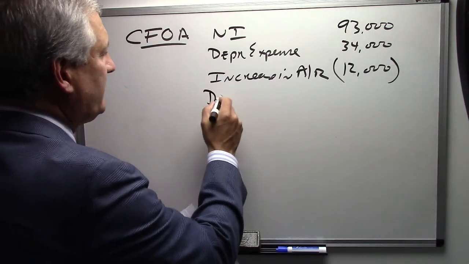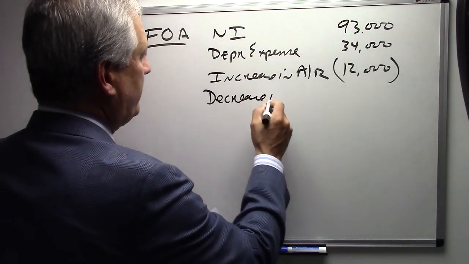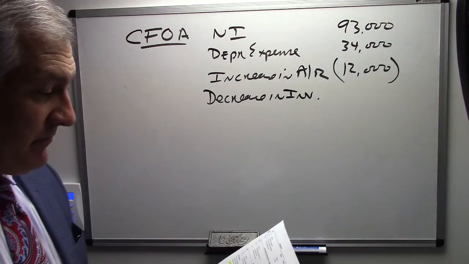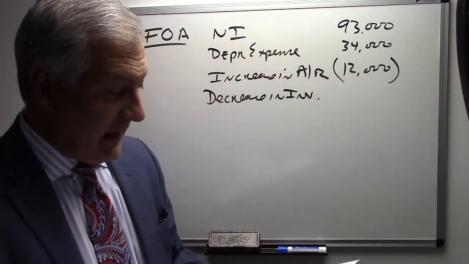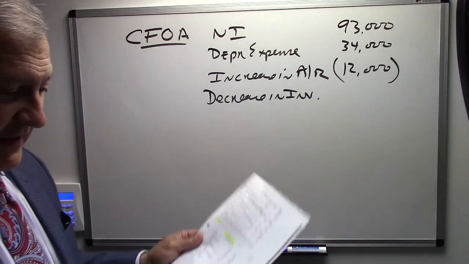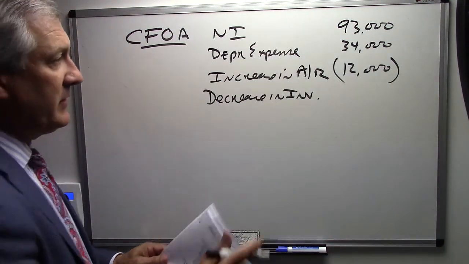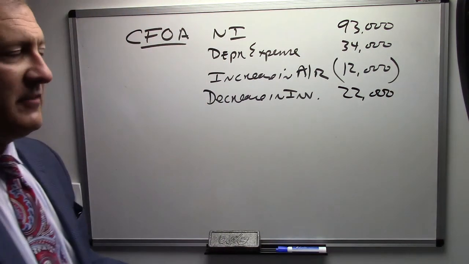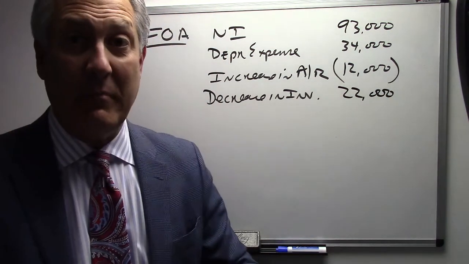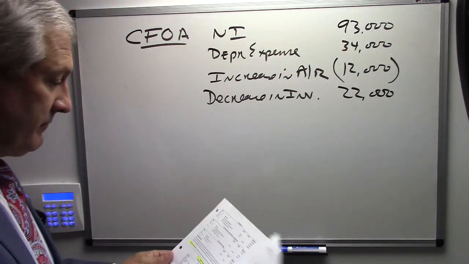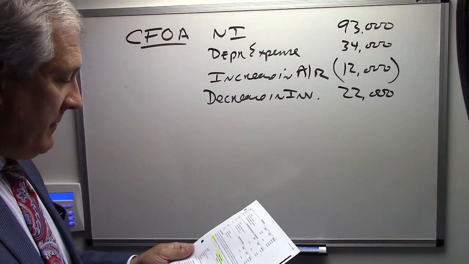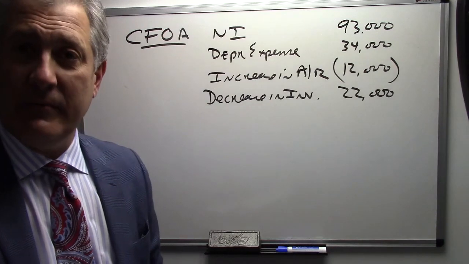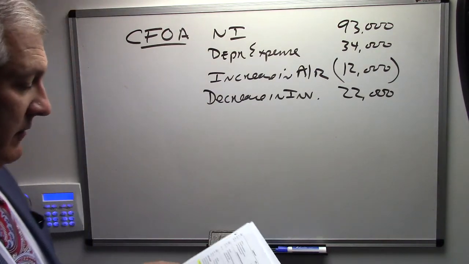Inventory is a decrease. You look at the comparative balance sheet, it goes from 189 to 167. That's a decrease of $22,000. Remember, a current asset that decreases, you're going to add it back to net income. On the balance sheet, there are no other current assets. The next one is land. That's long term, and we'll deal with that later.